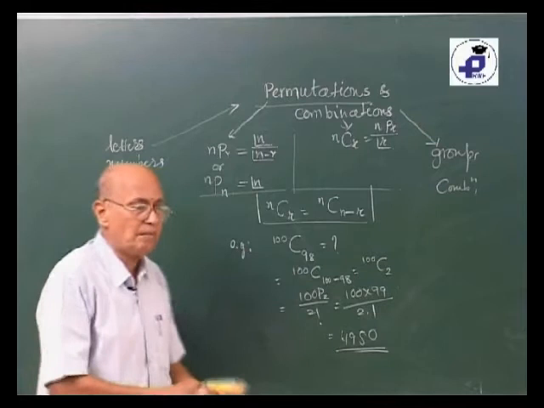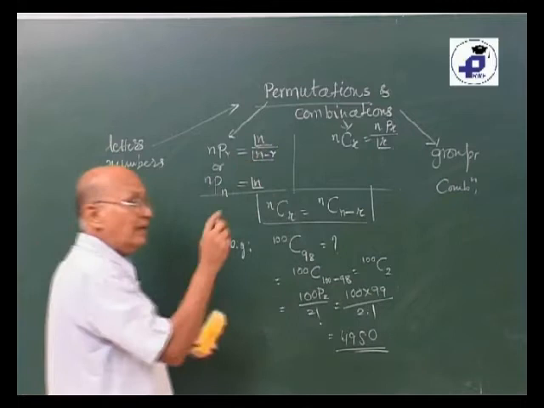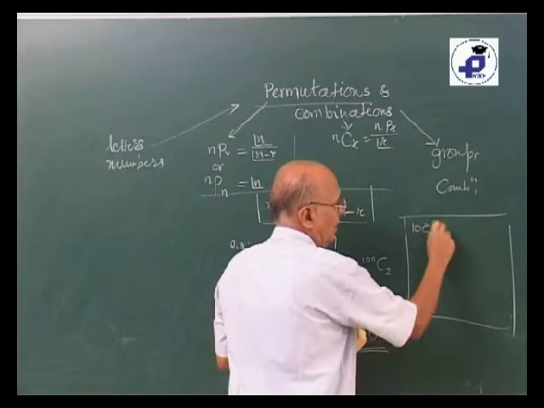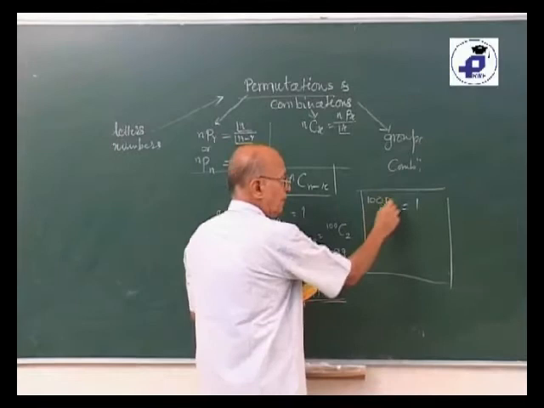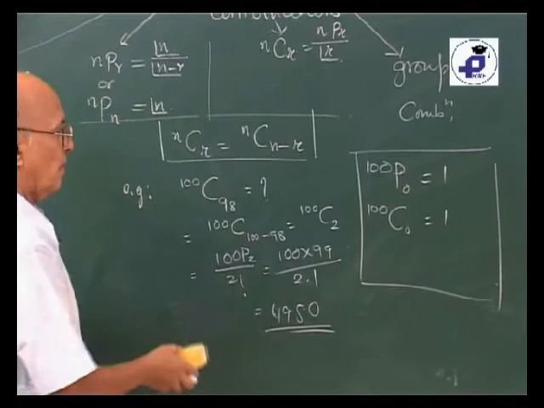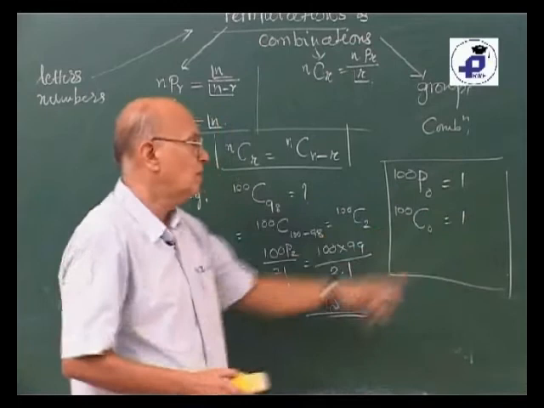nPr can be found with this, nPn, and the last one is 100P0 is equal to 1, 100C0 is also equal to 1. Please remember, 100P0 is equal to 1, 100C0 is also equal to 1. Well, that much is over.